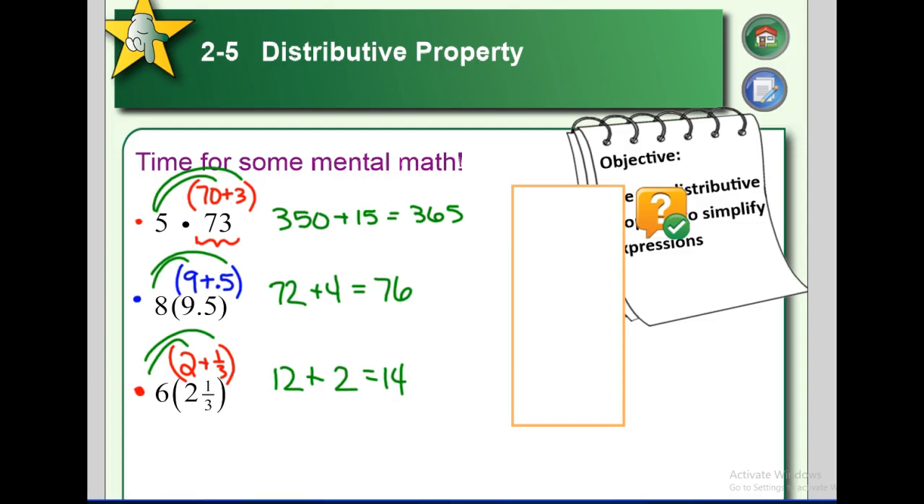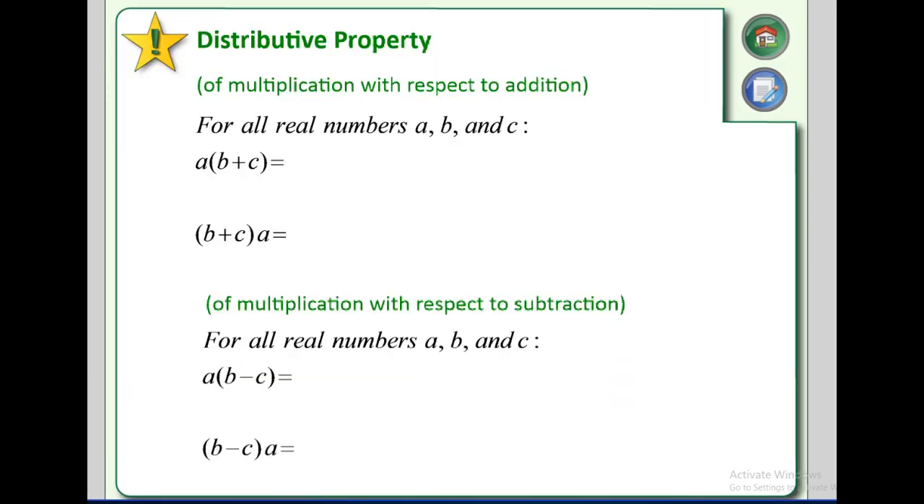Now, let's see what distributive property is. So here's my slide for the definition. If you notice, there's two different aspects here. We've got distributive property of multiplication with respect to addition. So if you look here, it says for all real numbers A, B, and C, A times the quantity B plus C. Do you notice what's in the middle? Plus. Okay, so that's why they call it with respect to addition.